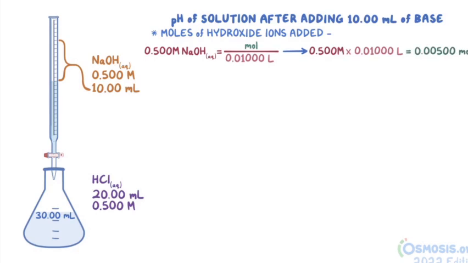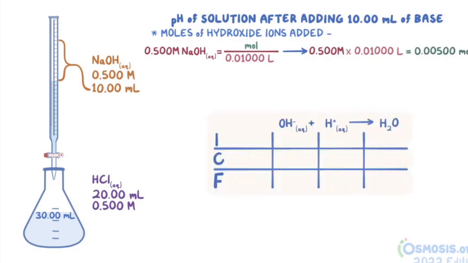We are now ready to set up an ICF table. I stands for initial moles, C stands for change in moles, and F stands for final moles. We start with the I row, and we plug in 0.00500 moles for the initial moles of hydroxide ions.